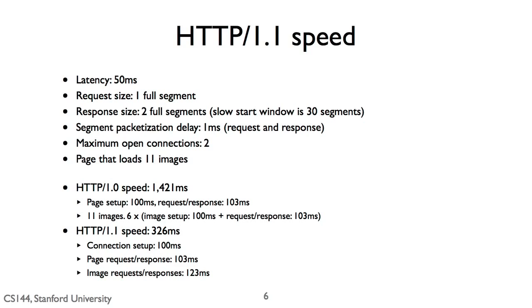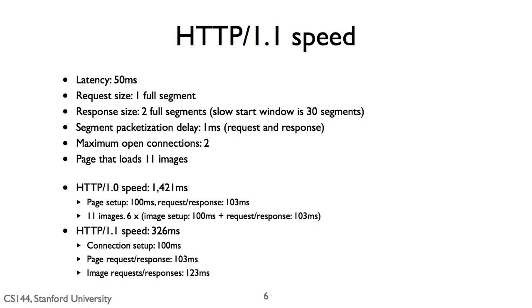For HTTP 1.0, this will take 1,421 milliseconds. There are 7 rounds. In the first round, we request a page. This takes 203 milliseconds. In the next 6 rounds, we request 2 images each, except for the last round where we request only 1 image. Each round takes 203 milliseconds. So the total time is 203 milliseconds plus 1,218 milliseconds, for 1.421 seconds.